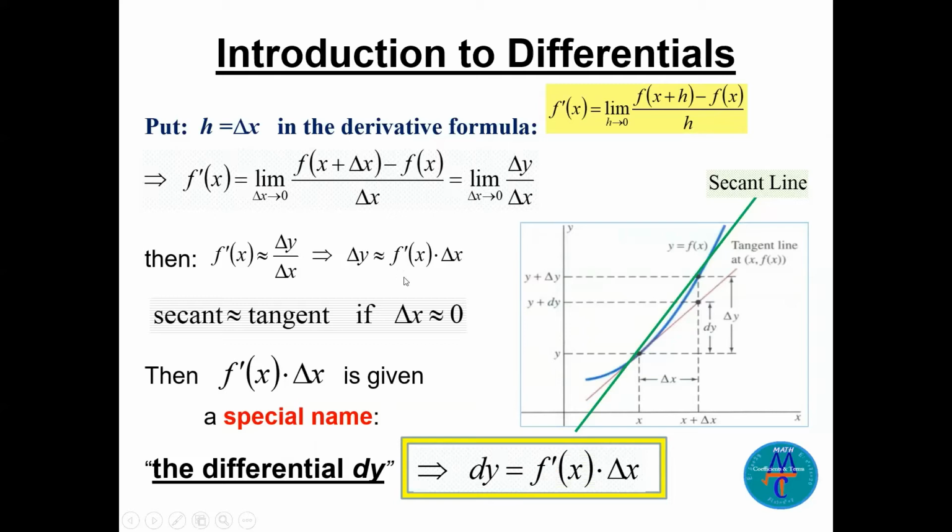So now let's give this one, f prime of x times delta x, this value here, a special name. We'll call it a differential. Differential dy is equal to f prime of x times delta x. Remember, if the secant line is approximately reaching the tangent line, so it will be almost the same if delta x is very small.